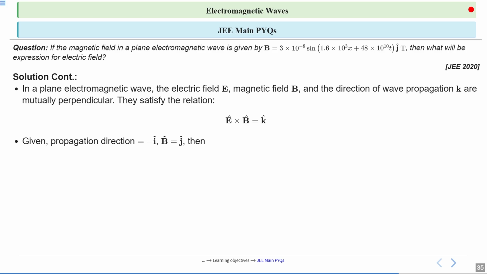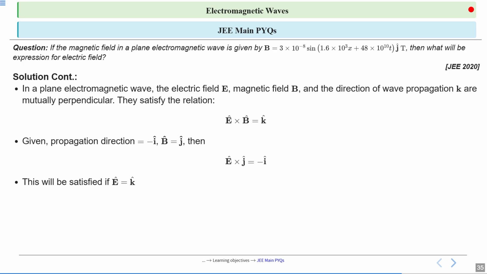Since propagation direction is minus I cap and B cap is along J cap, means along y axis, then E cap cross J cap will be equal to minus I cap. This will be satisfied if E cap will be equal to K cap. So by the cyclic property, which cross product of which two unit vectors will result in minus I cap? The cross product of J cross K is I cap.